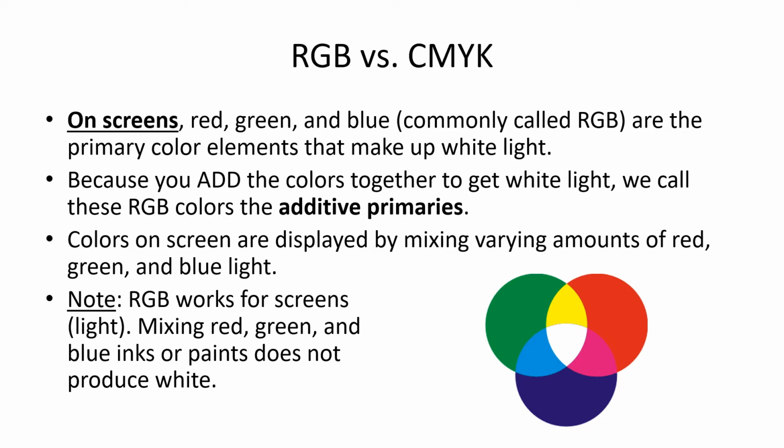We're either looking at screen or print. So let's first start with screens. You're probably familiar with RGB, which simply means red, green, and blue. And those are the primary colors that make up white light. Now, we call these additive colors or additive primaries because you add these different colors of light together and then you get white light. So colors on screen are displayed by mixing various amounts of these three primary colors, red, green, and blue. So realize again, this is for screen, this is for light.